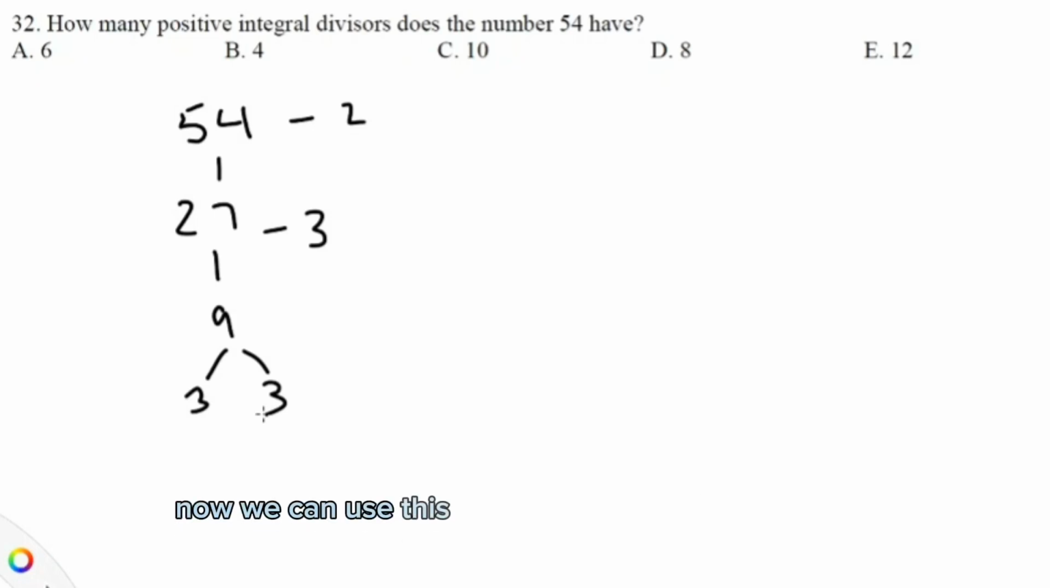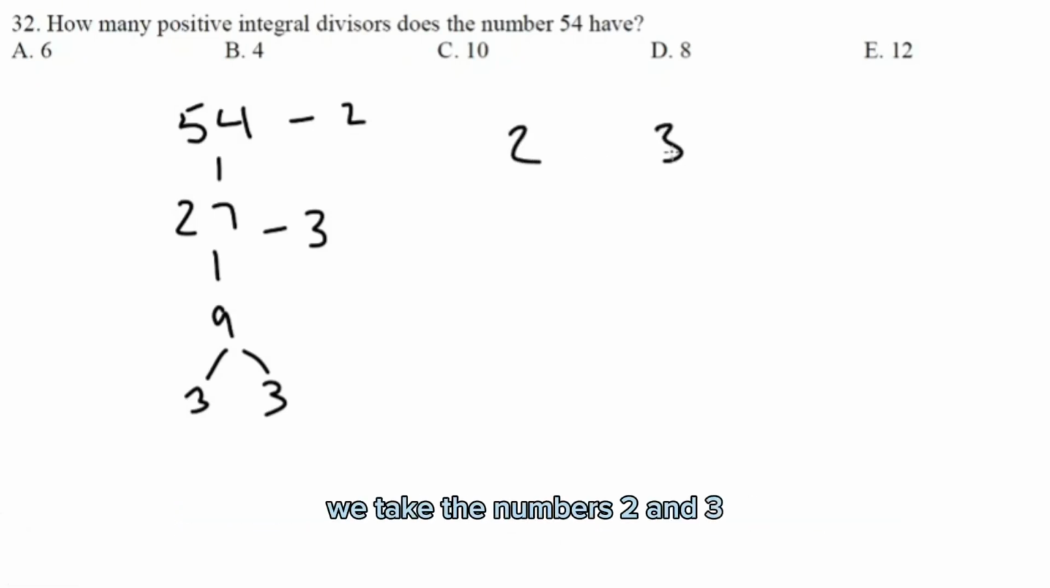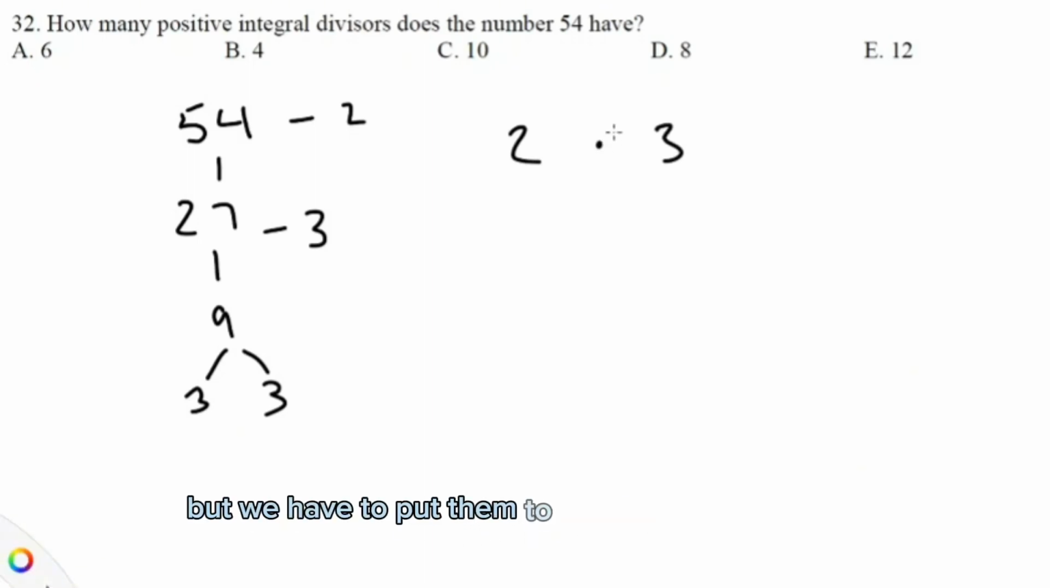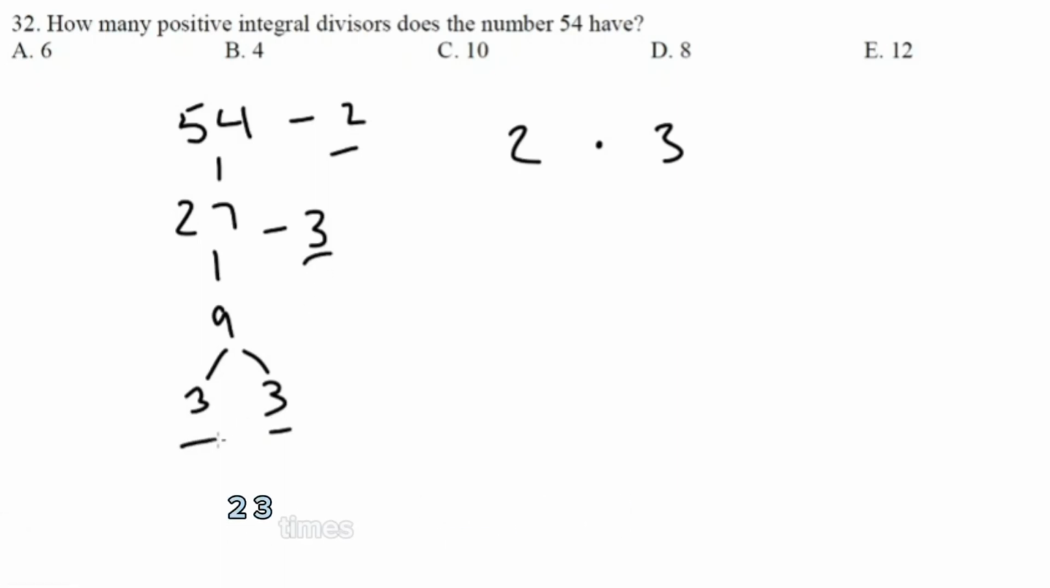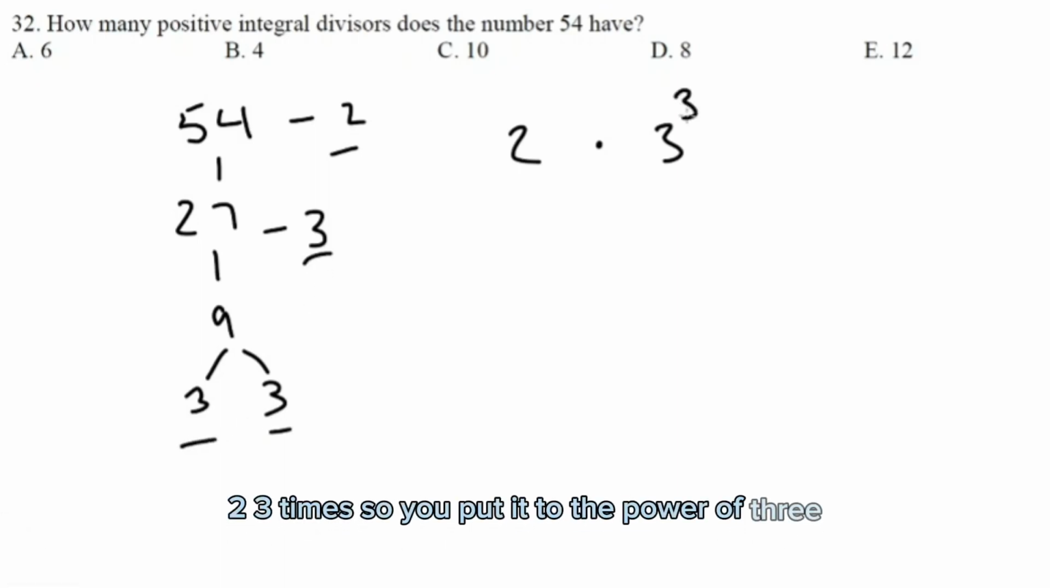Now we can use this to write our prime factorization. So we take the numbers 2 and 3 and we multiply them, but we have to put them to some exponent power. So we have to figure out what is the power we put them to. Well, for that we check how many times they appear. 2 appears once, so you put it to the power of 1, but you don't even need to write that. Or you could if you want, but it makes no difference. 3 appears 1, 2, 3 times, so you would put it to the power of 3.